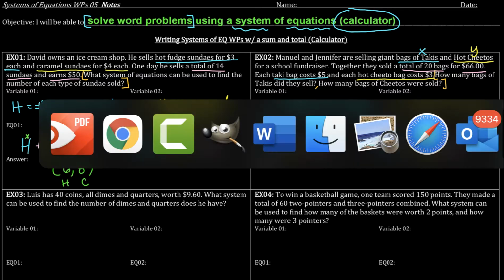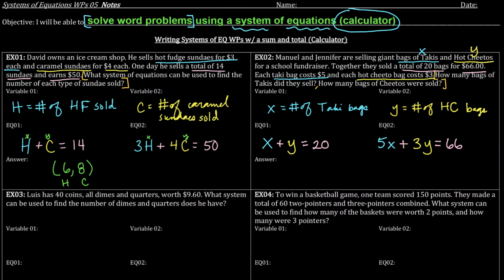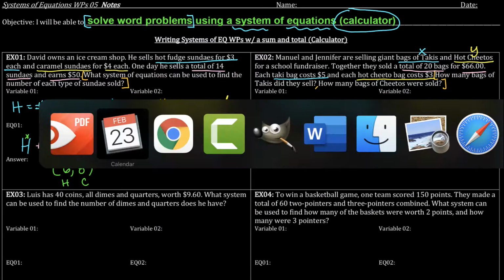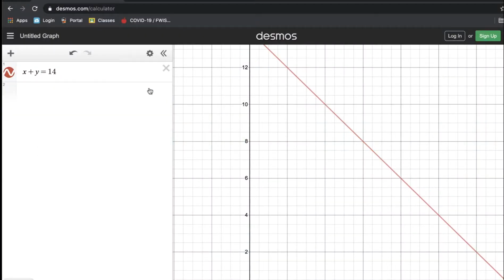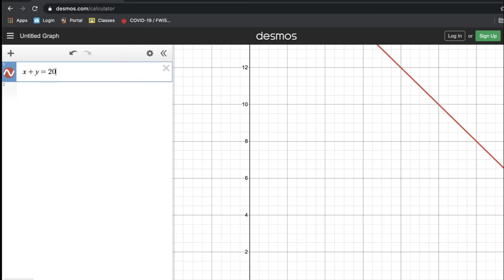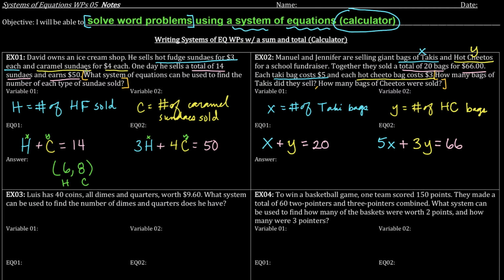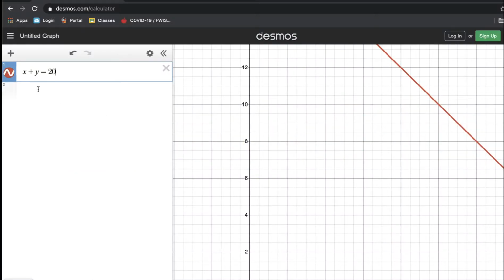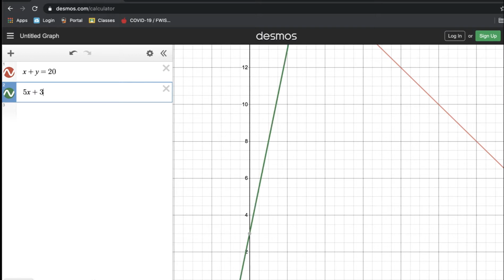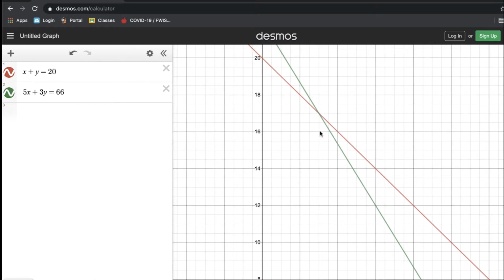So let's go ahead and graph these. X plus Y equals 20. And then 5X plus 3Y equals 66. I can see that they're going to intersect here.